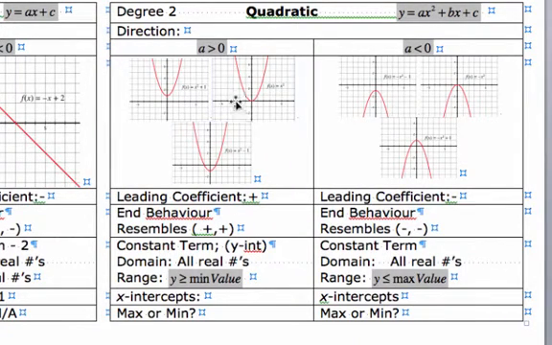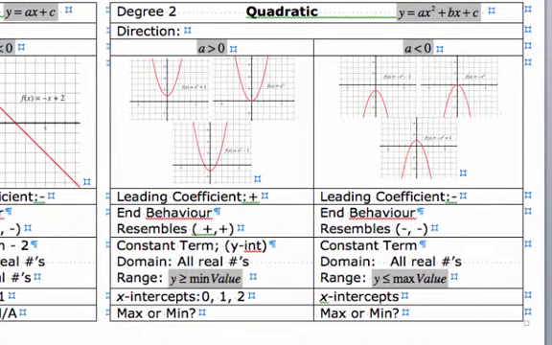Again, the reason why I did 3 graphs here is to demonstrate the number of x-intercepts that we could have. In the first graph here, we have 0 x-intercepts. In the second one, the parabola just touches the x-axis, so we have 1. And in the third case, the parabola drops below the x-axis, providing us with 2 x-intercepts.